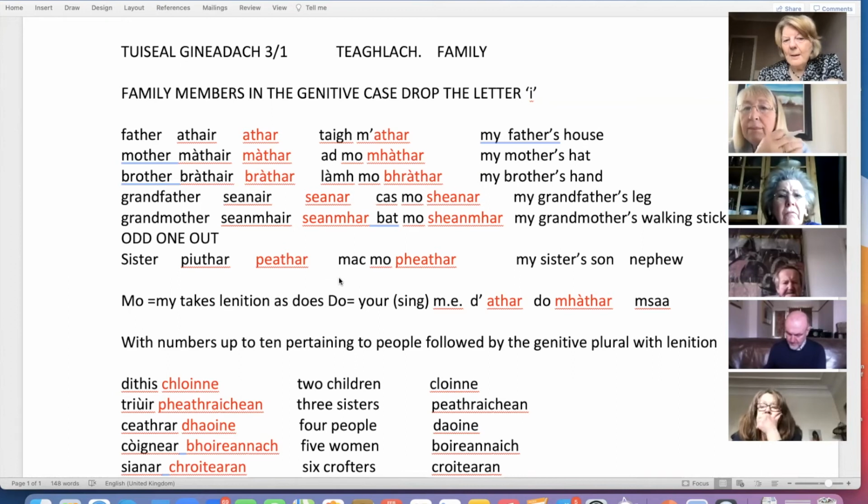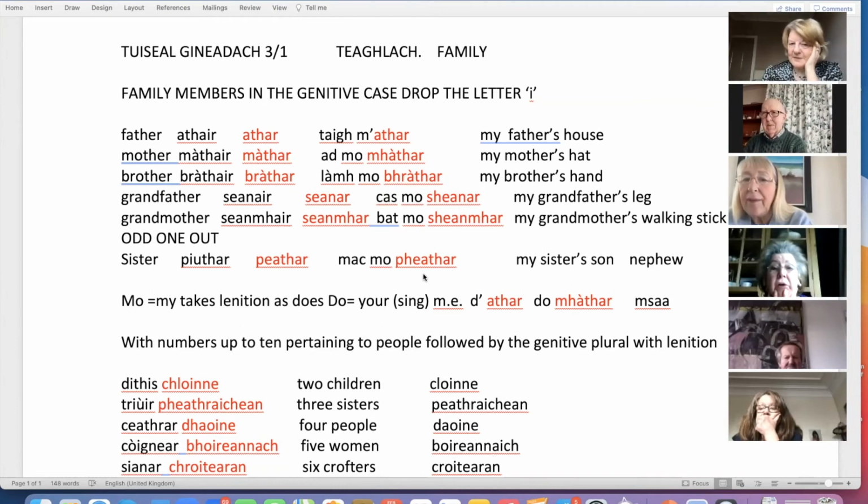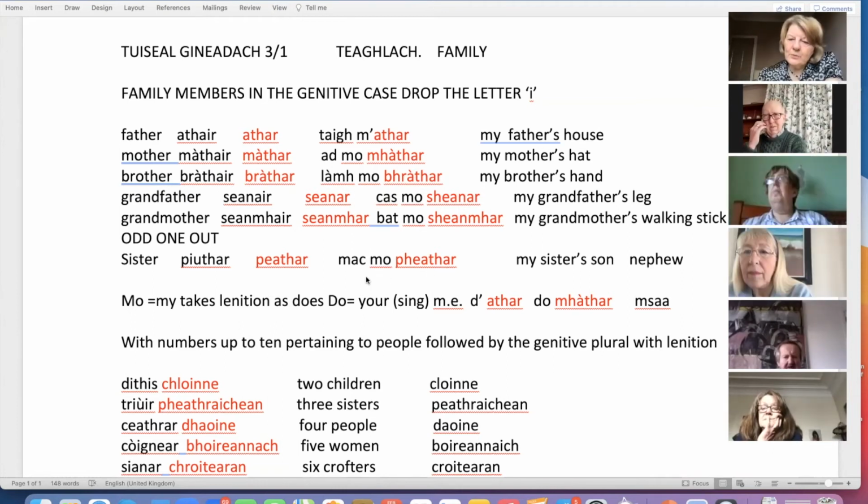And then your nephew becomes the son of my sister. It could be the son of my brother, but I've chosen my sister just now. So mac mo phiuthar is your nephew on your sister's side. Son of my sister. All right. My sister's house would be, what do you think my sister's house would be? Taigh mo phiuthar. Yes, taigh mo phiuthar. So what would be your nephew on your brother's side?